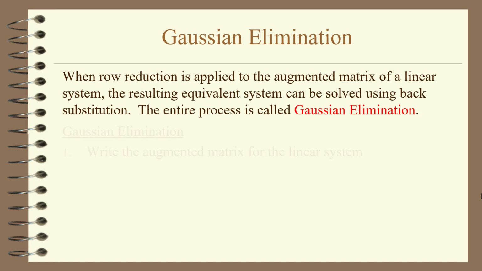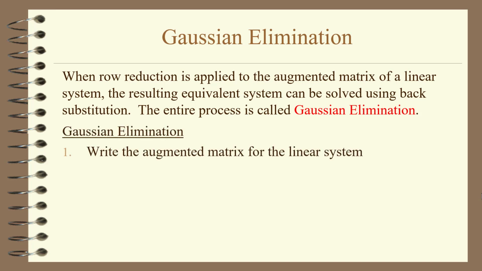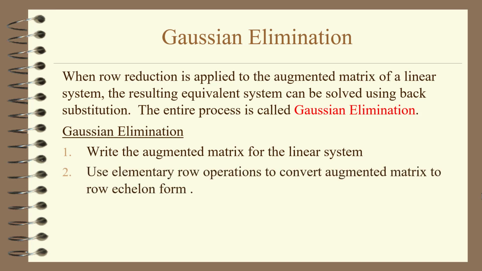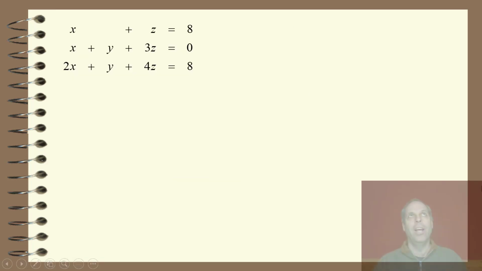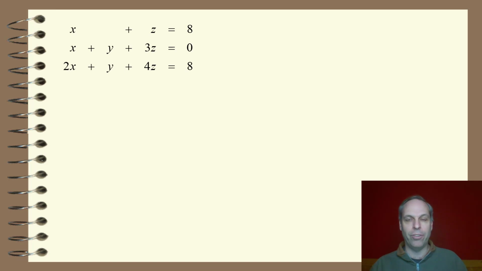So here are the basic steps. First, write your system as an augmented matrix for that linear system. Then use the elementary row operations to convert the augmented matrix to row echelon form using row reduction. Finally, go back to the original system with the variables, write down the equations, and then use back substitution to solve the equivalent system. So let's just use this process at least once.